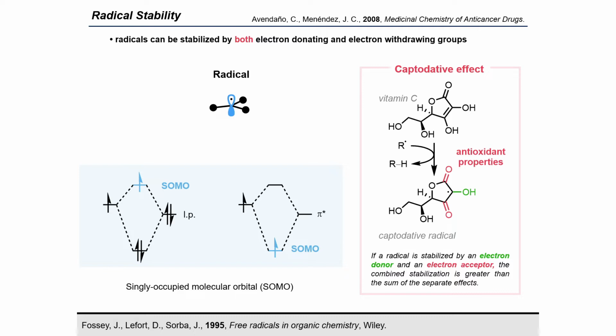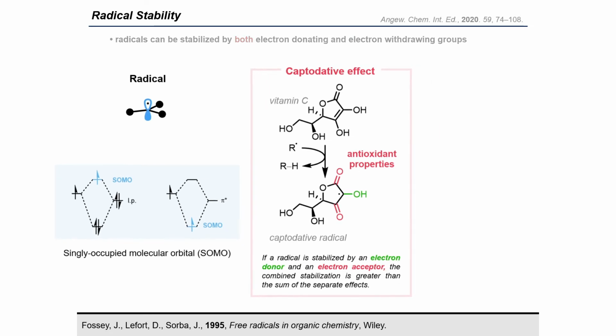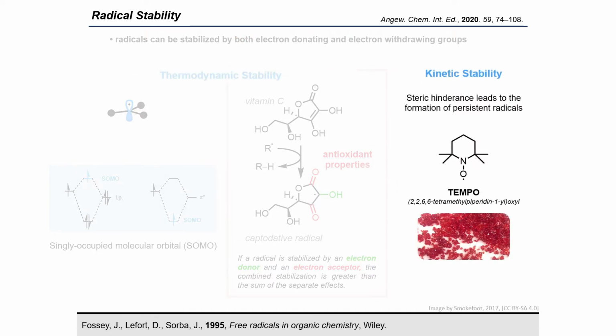The type of stabilisation we have discussed so far is thermodynamic stability, and can be invoked through interactions with neighbouring groups. However, radicals can also be kinetically stable through steric restraints, and these are known as persistent radicals. On the screen you can see one example of this in TEMPO. This is stable under ambient conditions, with dimerization prevented due to the flanking tetramethyl groups.